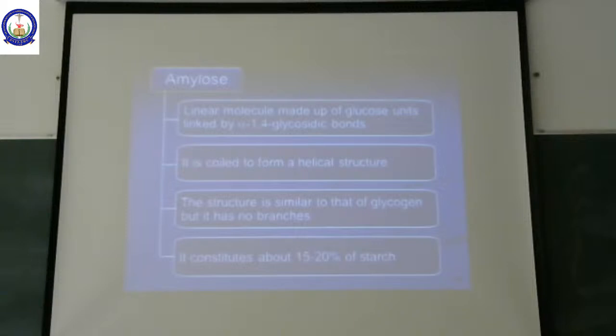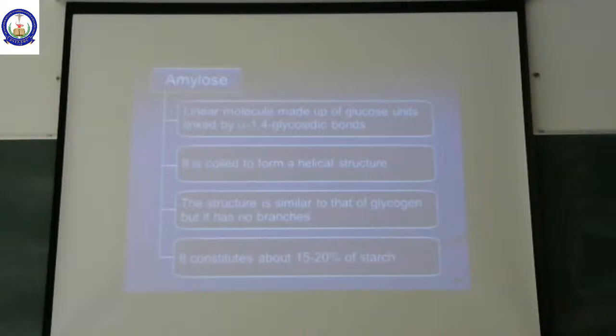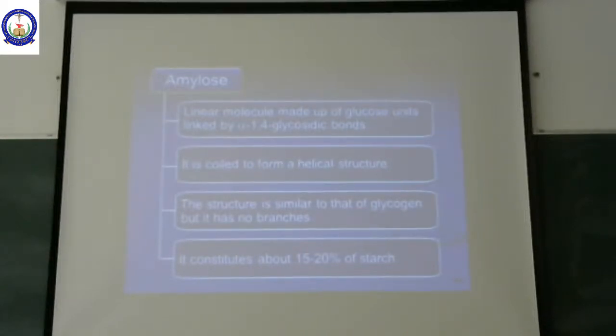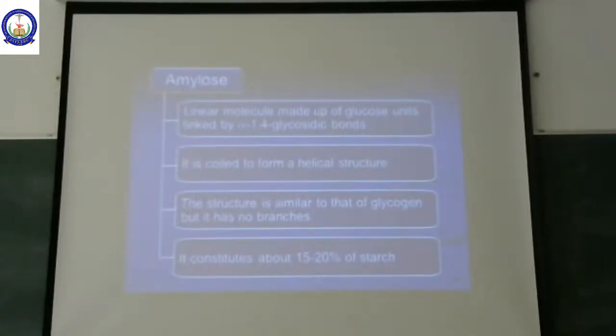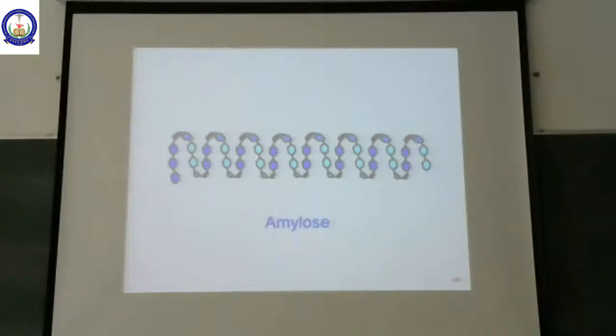First, amylose. Amylose is a linear molecule made up of glucose units linked with alpha-1,4 glycosidic bonds. The structure is similar to that of glycogen, but it has no branches. It constitutes about 15 to 20% of the starch, so out of 100%, almost 20% of the starch is composed of amylose. You can see the structure of the amylose.